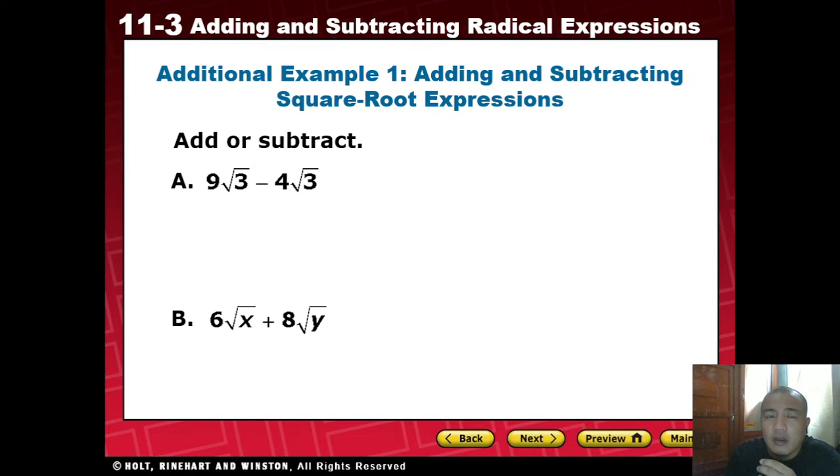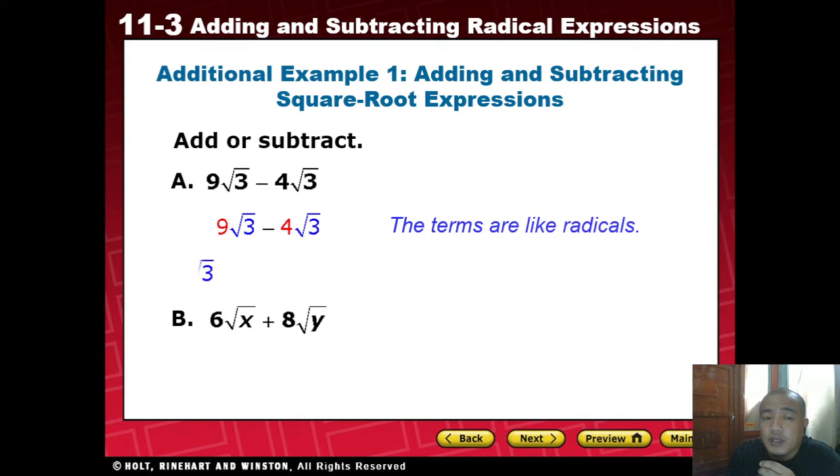Additional examples, adding and subtracting square root expressions. Add or subtract, letter A. It's very easy, you can do it orally. What's your answer? The terms are like radicals, so subtract 9 and 4. 5 square root of 3 is the answer. And how about letter B?